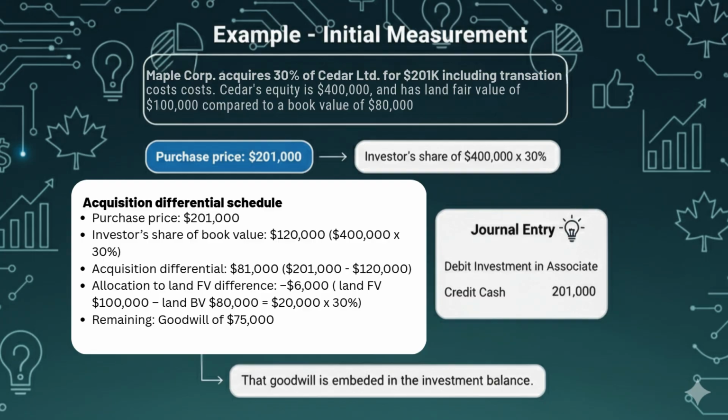Allocation to land, fair value difference, $6,000. This is the land fair value $100,000 minus land book value $80,000 equals $20,000, times 30%. Remaining goodwill of $75,000. But remember, goodwill isn't recorded separately. The journal entry is just debit investment in associate $201,000, credit cash $201,000. That goodwill is embedded in the investment balance.